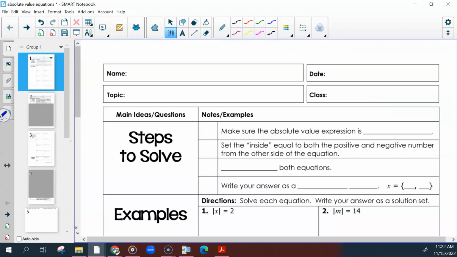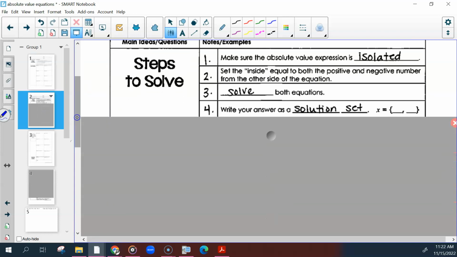Everyone should have notes that look like this in front of them. I'm going to have you fill in this first part. So the steps to solve absolute value equations. Number 1, make sure the absolute value expression is isolated. What does that mean? To be isolated. Matthew? Solo. Solo, by itself. It needs to be completely by itself.